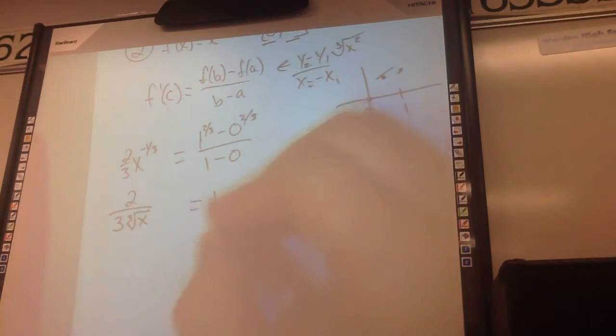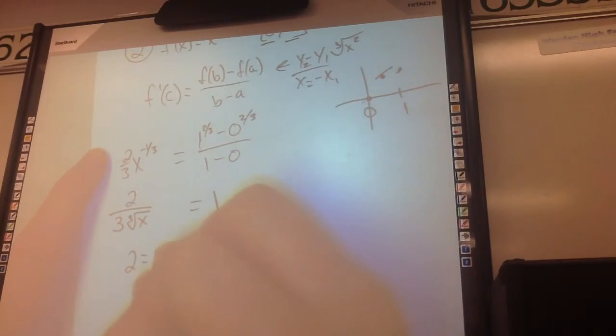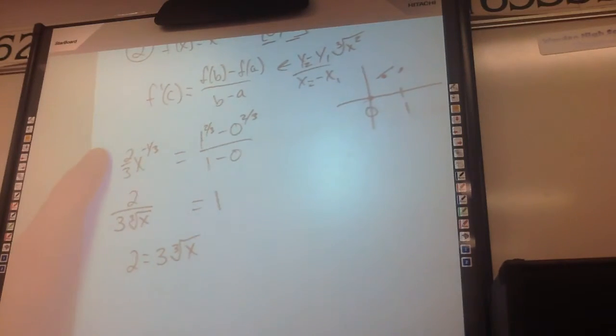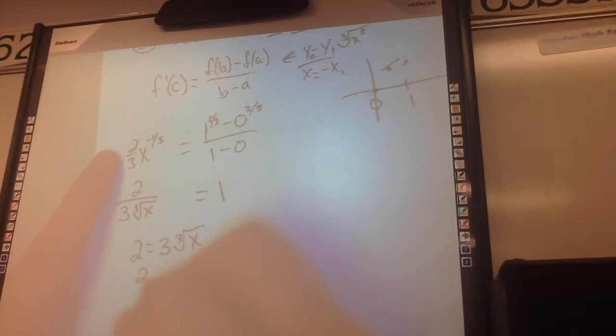Once we have that, you multiply by the bottom, right? There's a 1 over here, not a 0. That's where I messed up. So you're going to get 2 equals 3 times the third root of x. Oh wait, no, I kept the 3 on the bottom. Divide by 3. 2/3 equals the third root of x.